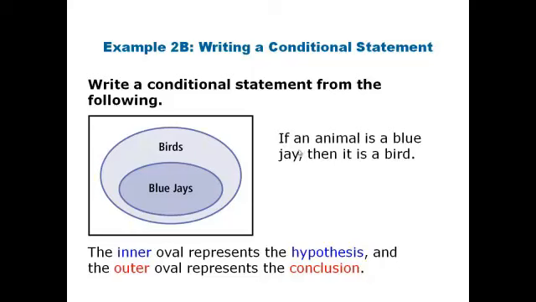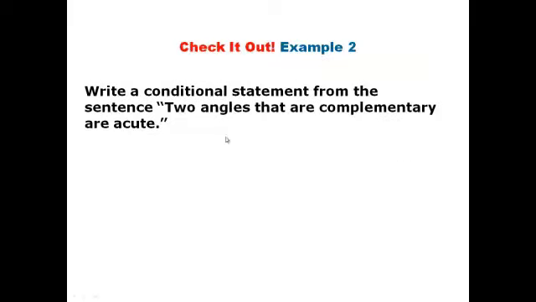Now, it wouldn't make a lot of sense to say, if a bird is a blue jay, then it is a bird. That's a little redundant. We're talking about a specific kind of animal, a blue jay. And if it's a blue jay, it's a bird. Okay, here we have one. Two angles that are complementary are acute. Okay, now complementary means that they add up to 90 degrees. Acute means that they are smaller than 90.